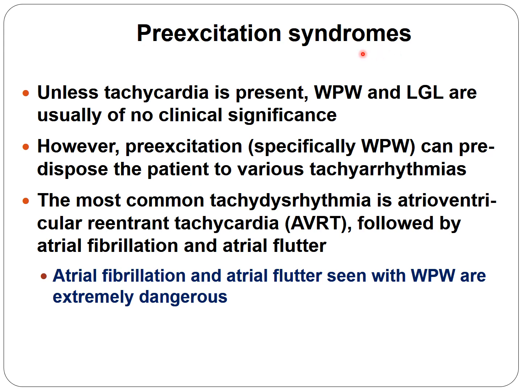Preexcitation syndrome. Unless tachycardia is present, WPW and LGL are usually of no clinical significance. However, preexcitation, specifically WPW, can predispose the patient to various tachyarrhythmias. The most common tachyarrhythmia is the atrioventricular reentrant tachycardia, AVRT, followed by atrial fibrillation and atrial flutter. Atrial fibrillation and atrial flutter seen with WPW are extremely dangerous because the AV junction normally filters out and doesn't let every charge go to the ventricle, but the bundle of Kent is going to conduct the charge to the ventricle, and a very high rate of ventricular tachycardia can develop.